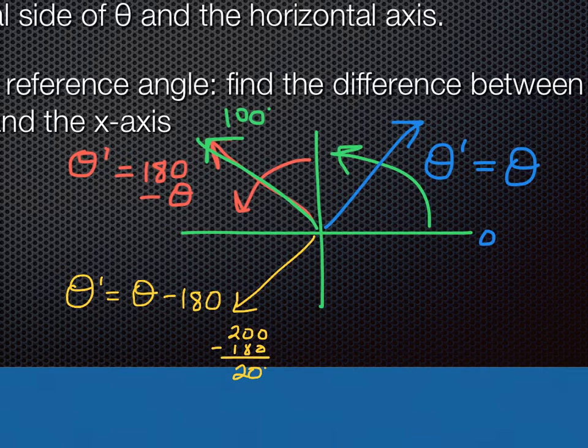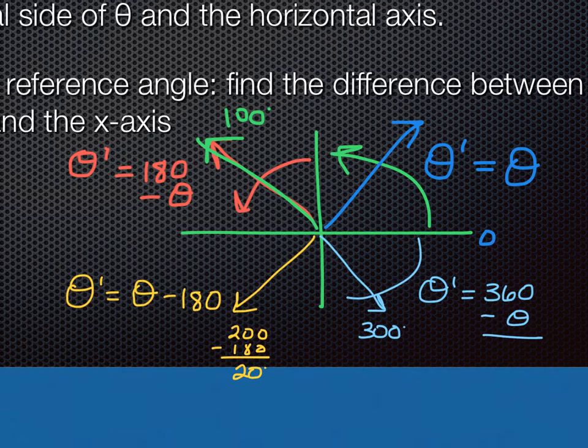And in the fourth quadrant, your reference angle is going to be found, so any angle here, by subtracting it from 360 degrees. So reference angle equals 360 minus theta. And again, for example, let's say it was 300 in here. I would do 360 minus 300, and I would get my reference angle is 60 degrees.